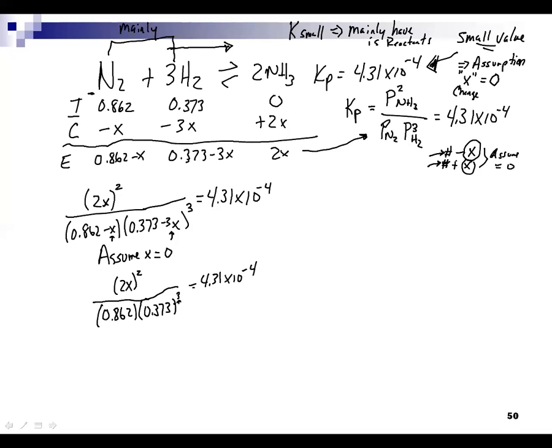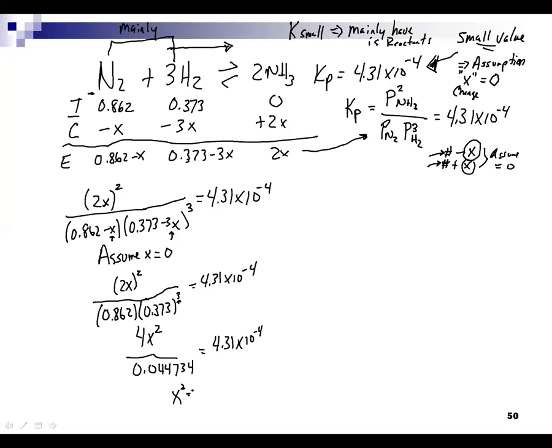So if we do the top over here, we get 4x squared. And if we do the bottom, we'll end up with 0.0447. I'll take it to a few digits, 3, 4. And that's going to equal 4.31 times 10 to the minus 4. Here we're going to multiply the bottom to the other side and divide by 4. So if I do that, that will give me x squared equals what I got there on the bottom of the fraction times 4.31 to the minus 4, divided by 4 as well.